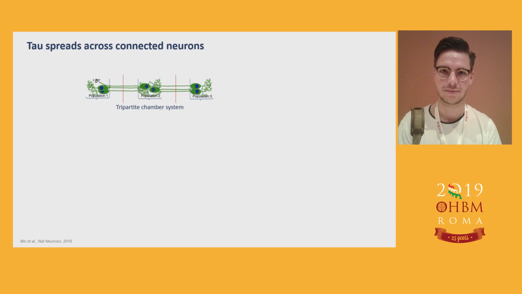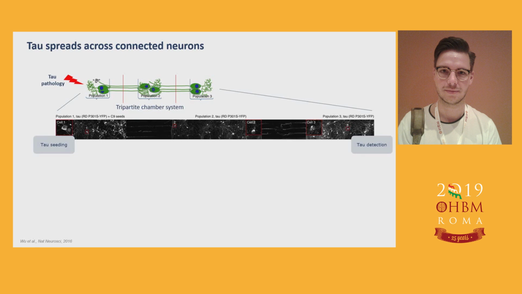So what is it that makes tau so special, and in particular its very stereotypic spreading pattern? It is assumed that tau may spread in a prion-like manner throughout connected neurons, which has been very elegantly shown in a study where Wu and colleagues co-cultured neurons in a tripartite chamber system, and they infected the first population with misfolded tau seeds, and after waiting for a while they were actually able to detect tau in the third population, indicating that the pathological tau seeds really traveled throughout the system via those neuronal connections.